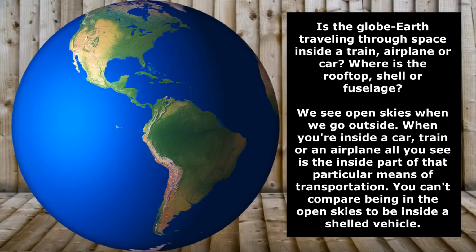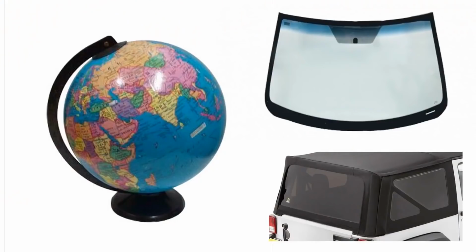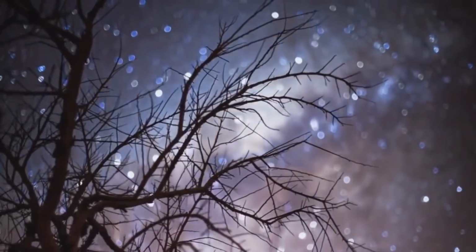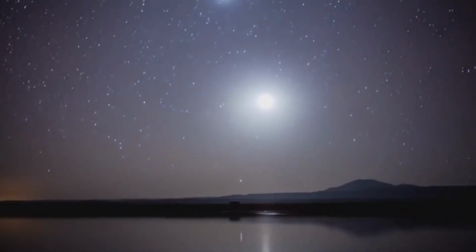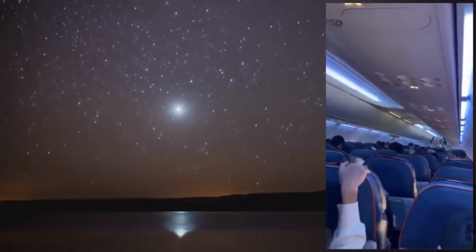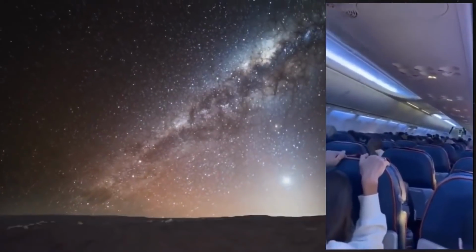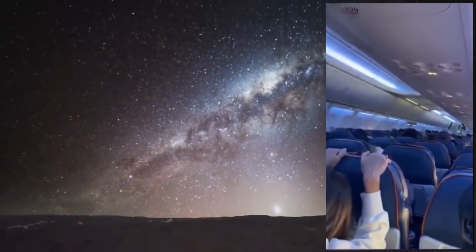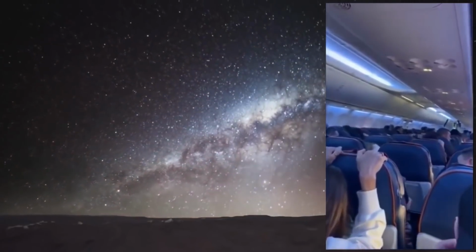Now, is the globe Earth traveling through space inside a train, airplane, or car? Where's the rooftop, shell, or fuselage? When I go outside, I don't see a rooftop or a giant windshield protecting Earth from the wind of traveling in space at 1.4 million miles per hour. We see open skies when we go outside. When you're inside a car, train, or an airplane, all you see is the inside of that particular means of transportation. You can't compare being in the open skies to being inside a shelled vehicle.